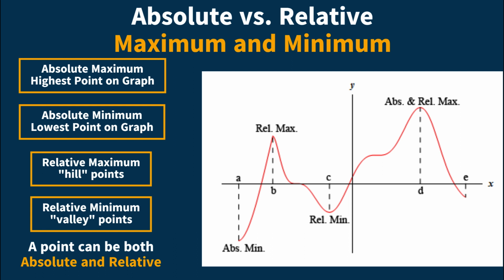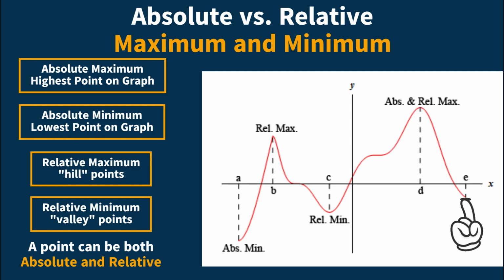Let's look at our graph. We can see that the absolute minimum occurs at point A since it is the lowest point on the graph. A relative maximum occurs at point B since this is a point on a hill. A relative minimum occurs at point C since this is a point on a valley. At point D, this is an absolute maximum since it is the highest point. And it's also a relative maximum since it is a point on a hill.